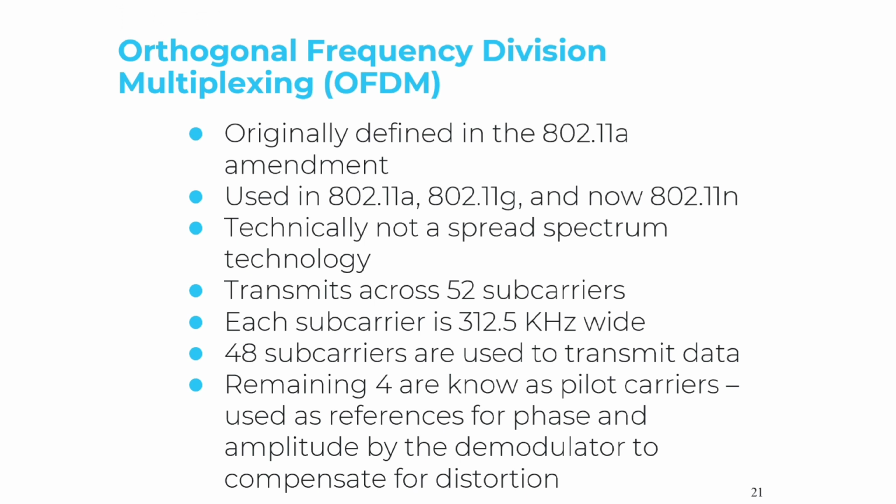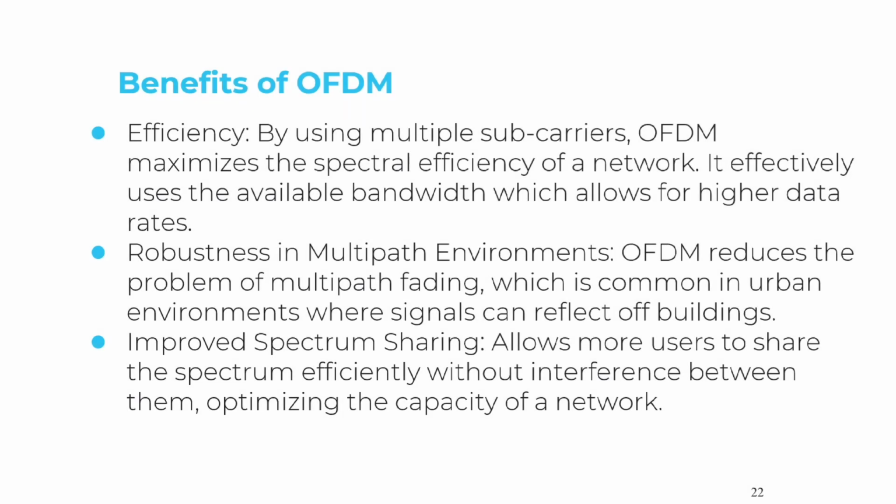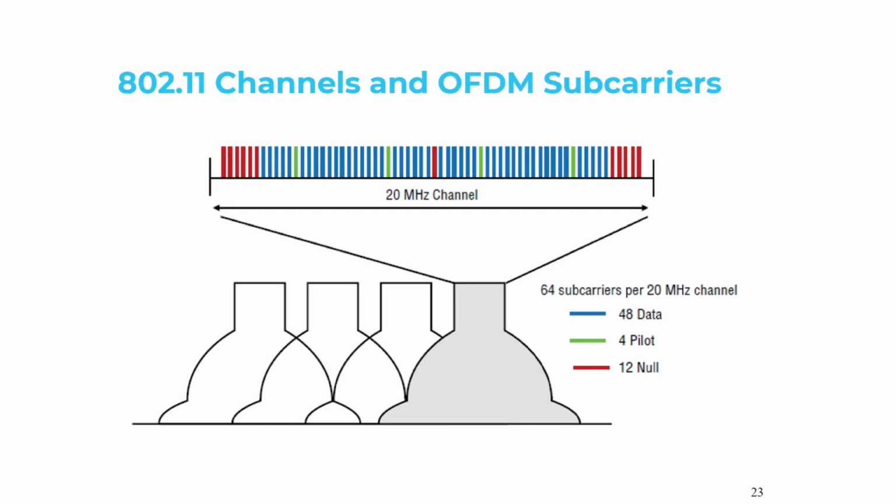It's one of the most popular communication technologies used both in wired and wireless. From a wireless perspective, you see it in 802.11a and g, n, and even the newer technologies, which are ac and ax. Using multiple subcarriers, it can maximize the spectral efficiency. If I had that big highway and I was only putting one car on it, but now because I've divided that highway into smaller lanes, I can have multiple cars going at the same time. It can also help with multipath environments, and it can improve spectrum sharing as well.